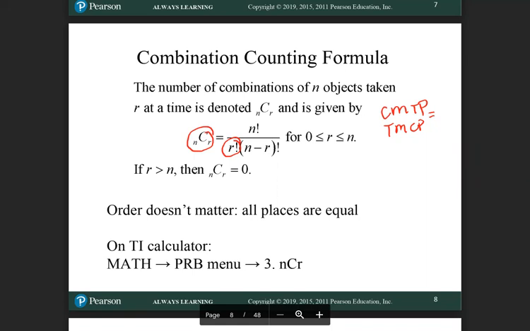Okay, the choose function is right next to the permutation function, so we're going to use the same idea. We have 8 letters, and now we need to choose 4 of them. I don't care what order they're in. I just want 4 letters.